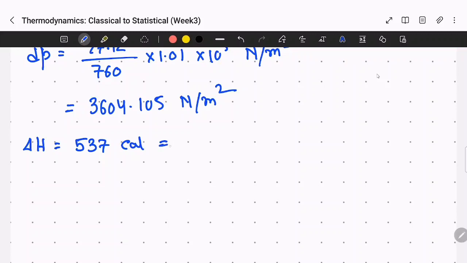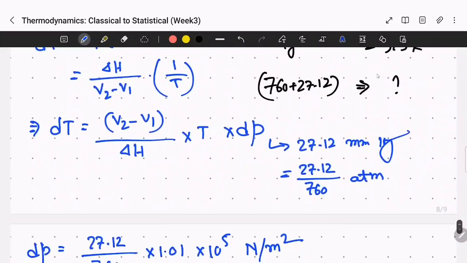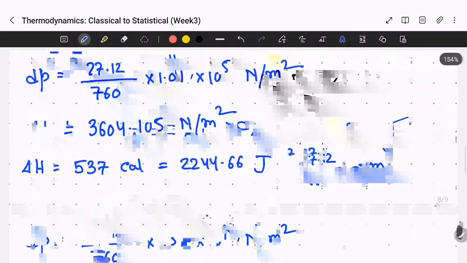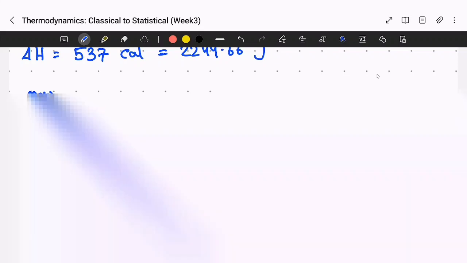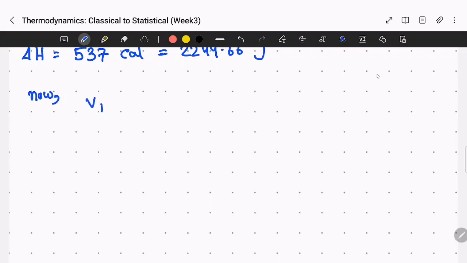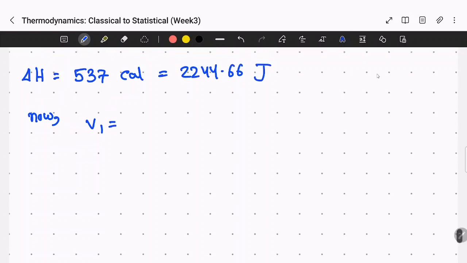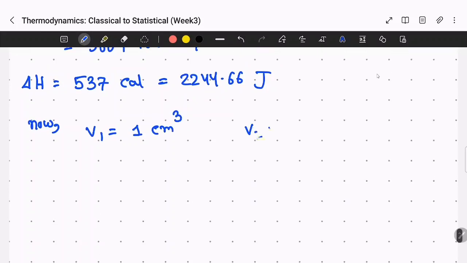Now if you want to have it in joule, we have to multiply it with 4.18. So it is 2244.66 joule, del H. And we need V2 minus V1. Now V1 is 1 cc, 1 centimeter cube, and V2 is given, that is 1673 centimeter cube.